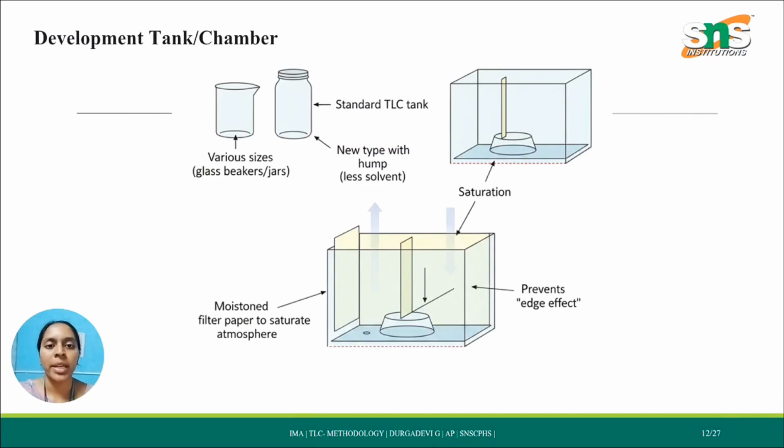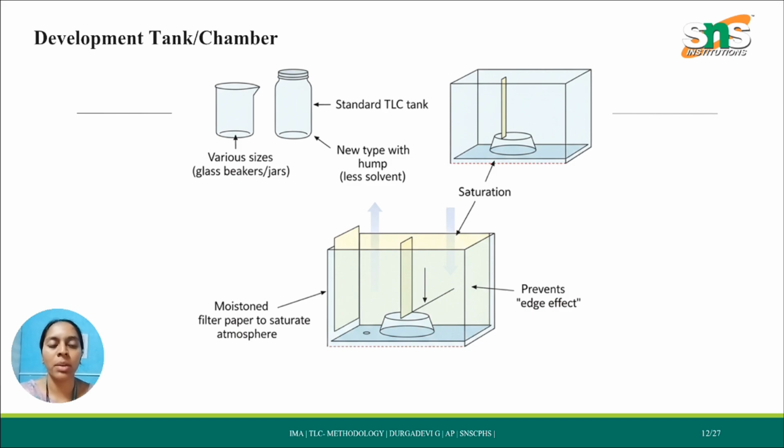So after applying the sample on TLC plates, we have to air dry them to remove the mobile phase which was used to prepare the sample. We have to make sure that drying is done at a very low temperature, normally at room conditions, because if it is heated then the samples will be destroyed.